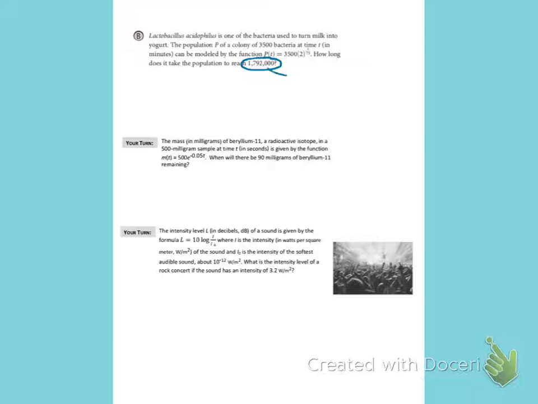And so I know that if I were to plug this population in here, 1,792,000, and set it equal to 3,500, which is the starting amount, it's doubling every t divided by 73, and remember t meant the time in minutes. So rather than using our calculator, what we're going to do is try to solve this a different way, algebraically. So first thing I could do is divide off this 3,500. So I'm going to divide both sides by 3,500.